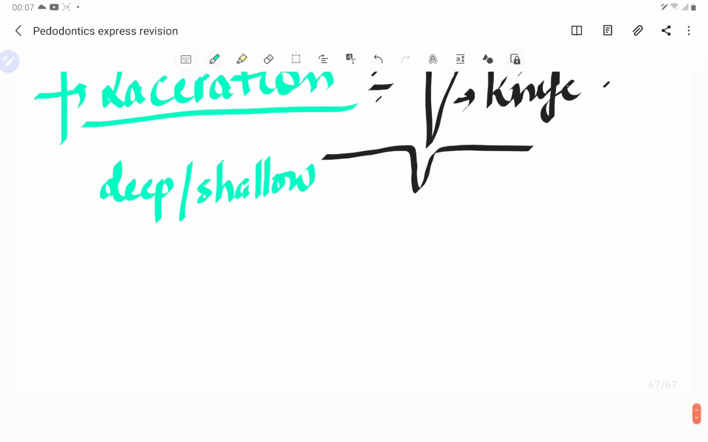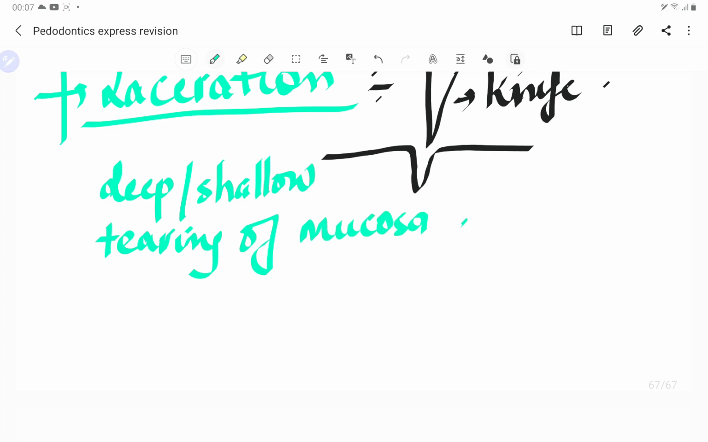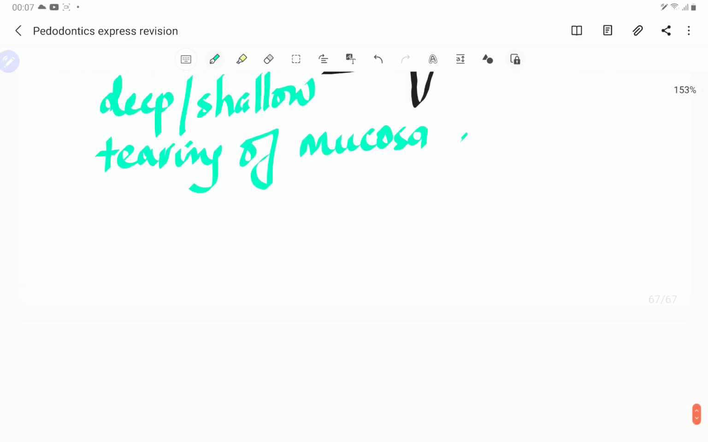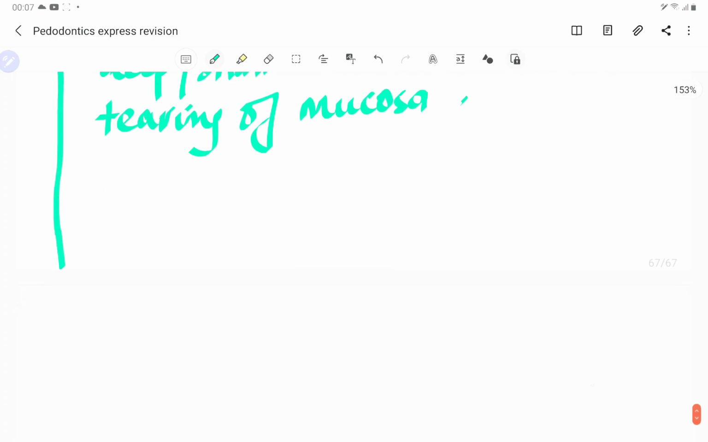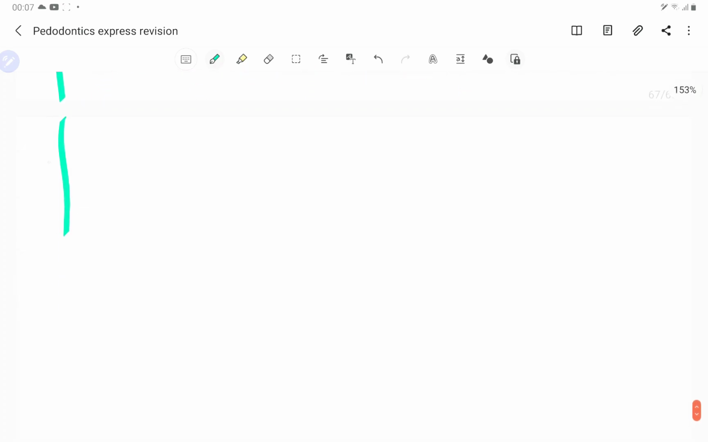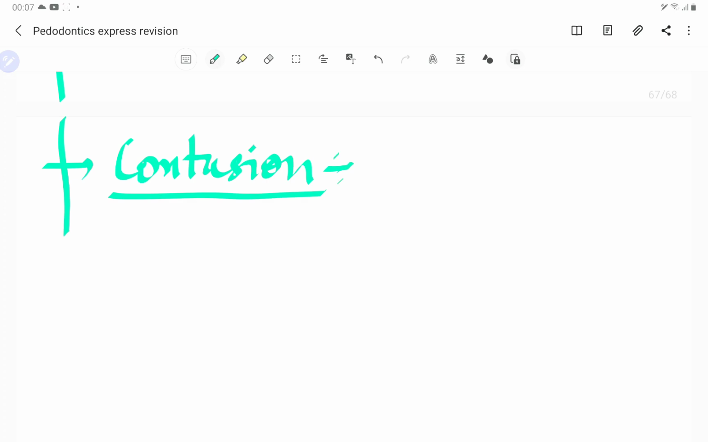But basically what do you see? You see that there is a tearing of the mucosa, right? So this is about the laceration. Then guys, we have the other soft tissue injury, the contusion. So contusion is, say if your sibling has pushed you or hit you hard with a rod.